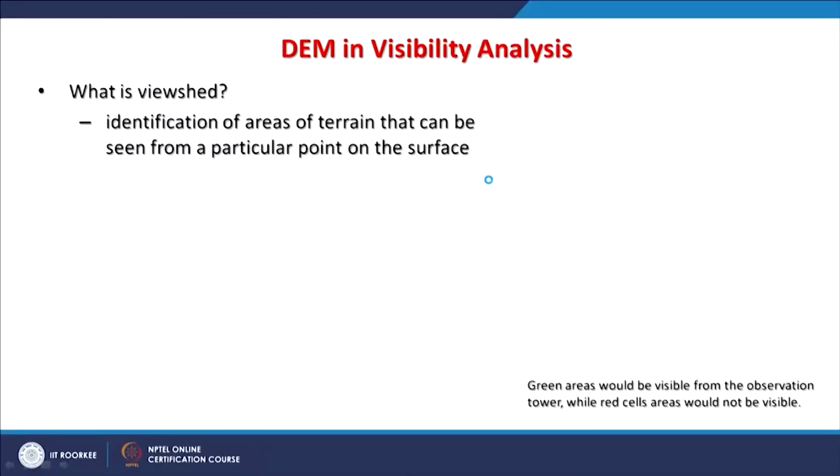So, viewshed basically is the identification of areas of terrain that can be seen from a particular point on the surface. Because any artificial thing or human-made structure has to come on the surface of the earth, whether it is a building, tower or bridge or any other thing. So, before it really happens on the ground, can we analyze and see what things would be visible from the top of that building or tower, or vice versa, from where that tower would be visible. Because in many cases it is very important.